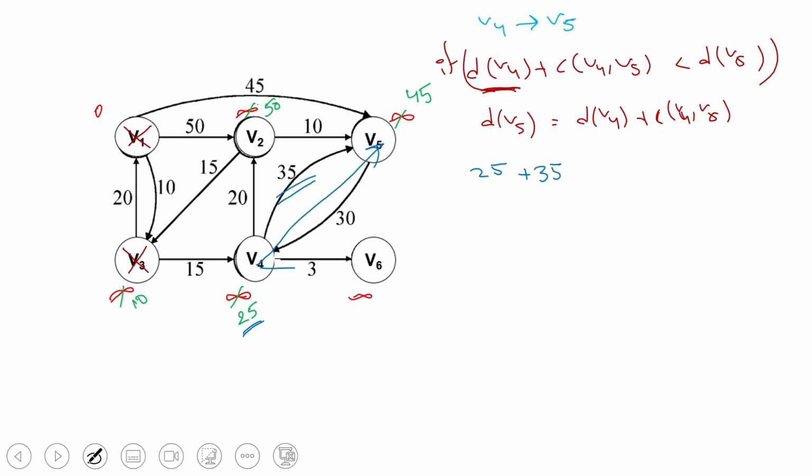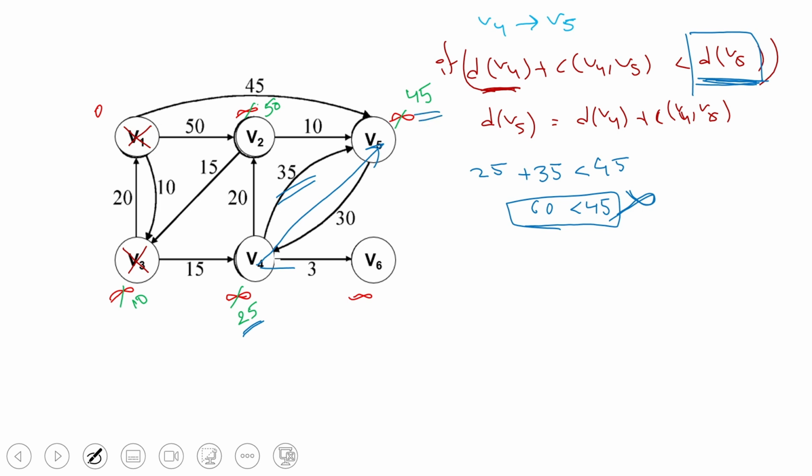As this graph is a directed graph, we have all this. If it is an undirected graph, there is no problem. Is this less than distance of v5? What is distance of v5? 45. See here, how much is this? 60 is less than 45, which is false, so we will not update the value of distance of v5. Okay, I hope you understood. 60 is less than 45, which is not possible. So distance of v5 will not be updated anymore. It will be 45 only.